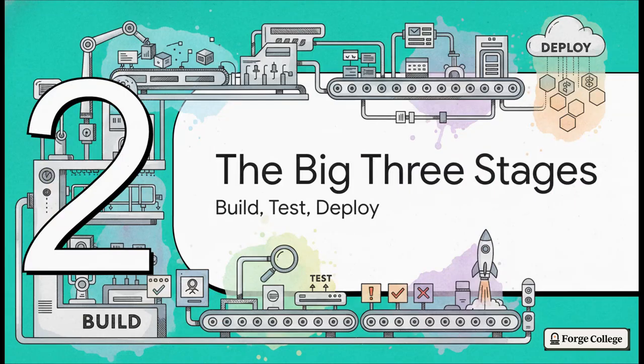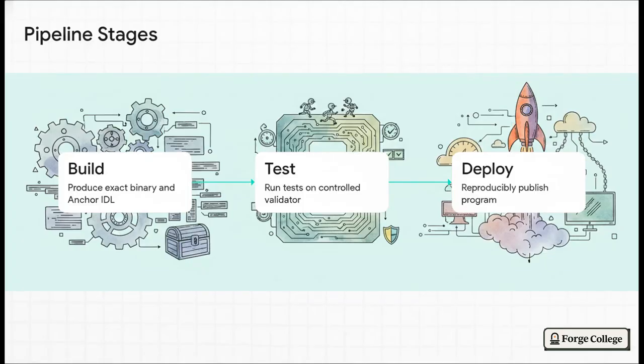Section 2. The big three stages. Build, test, deploy. To get that predictability we're craving, our assembly line needs to be separated into three distinct stages. Step 1 is the build stage. This has to produce the exact same program binary and Anchor IDL file when given the same source code.